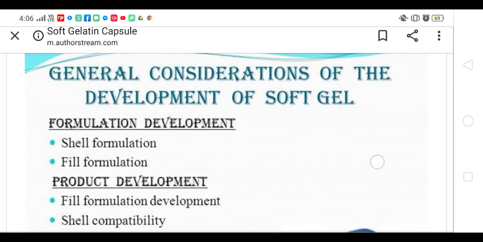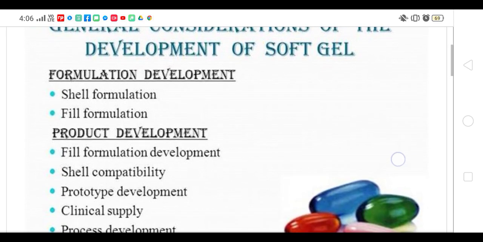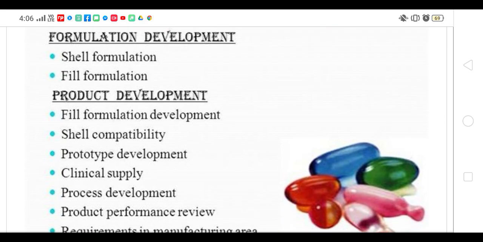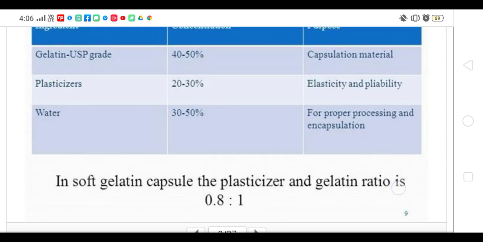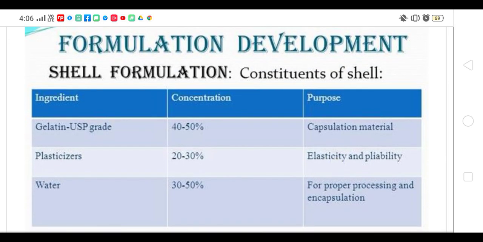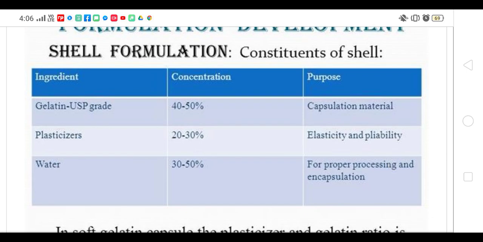Now, a very important consideration in the formulation of soft gelatin, first is formulation development. It includes shell formation and filling. Here, the shell formation and filling both can be done simultaneously. Now, in case of soft gelatin, formulation of the shell: very important are gelatin, plasticizer and water. Gelatin composition is 40-50%. In that, we have to add plasticizers in the concentration of 20-30% to impart elasticity and pliability, and water 30-50%.